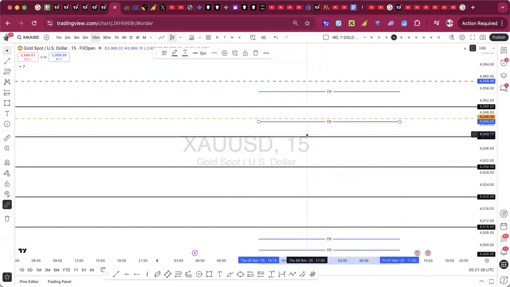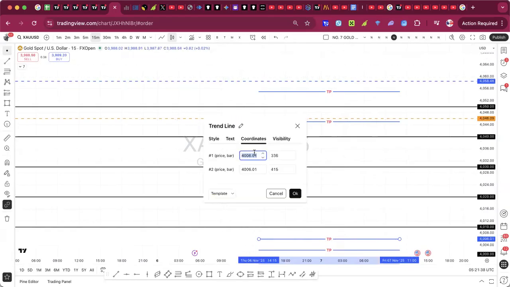You see it now? So this one is close to that point as you just leave. So the next one will be 45.00.